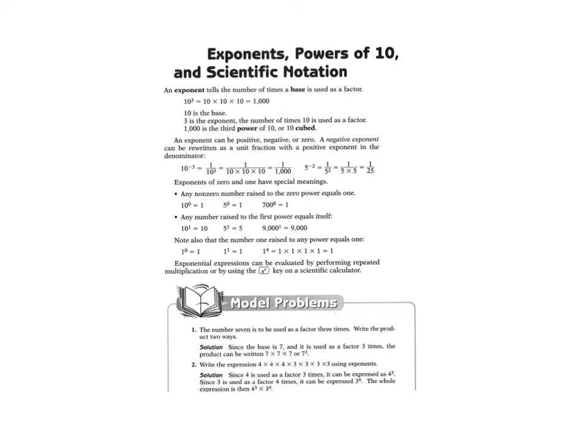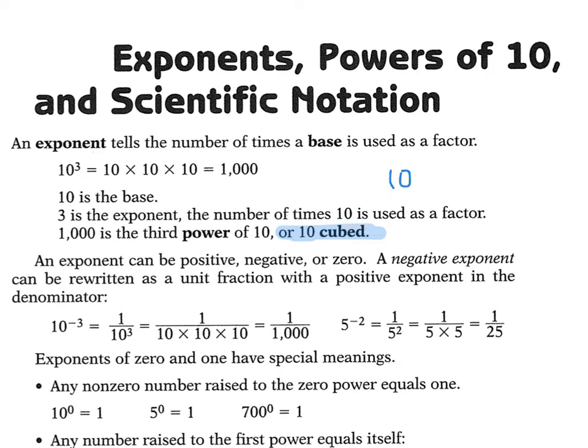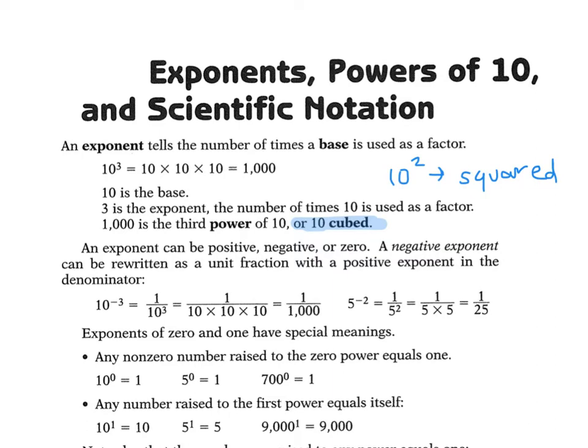Next we have exponents, powers of 10, and scientific notation. So an exponent tells the number of times a base is used as a factor. So here we have 10 to the third power. 10 to the third power would also be read as 10 cubed. If we had 10 to the second power, this would be read as 10 squared. But any higher, we just read it as the number that it is. So if we had 10 to the fourth power, it would just be 10 to the fourth power.